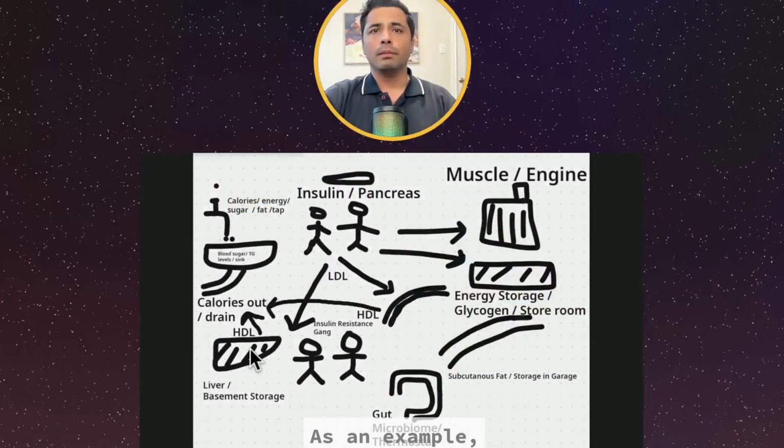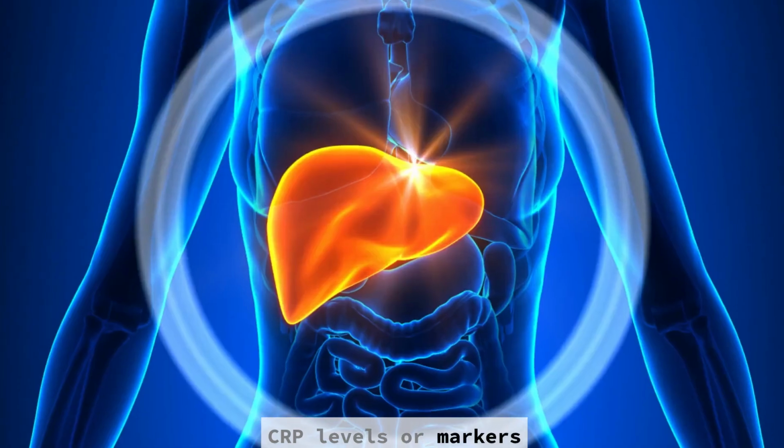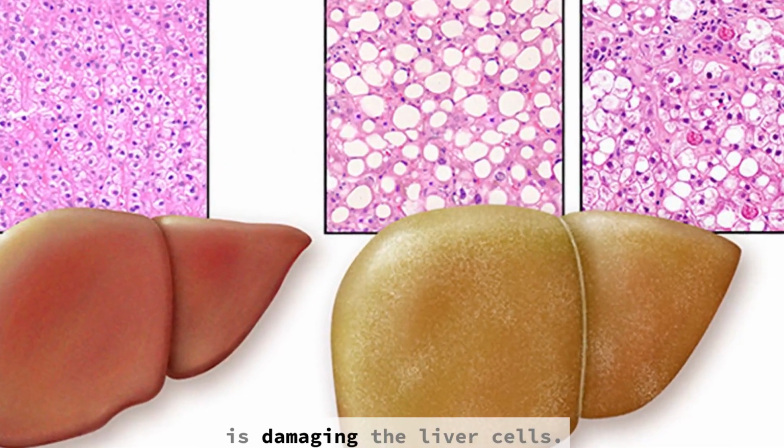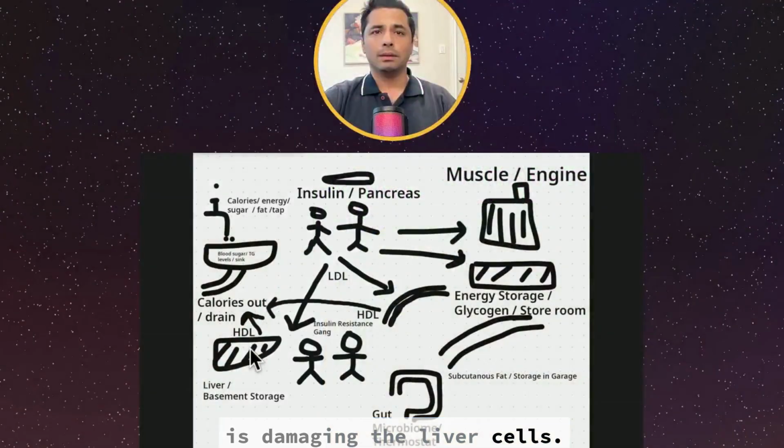As an example, a client with type 2 or type 3 fatty liver would see their ALT, AST, gamma GT levels going up along with increased persistent CRP levels or markers of inflammation. This is because they're suffering from lipotoxicity, which means that the excess fat is damaging the liver cells. Those liver enzymes which are raised in the bloodstream are not supposed to be there.